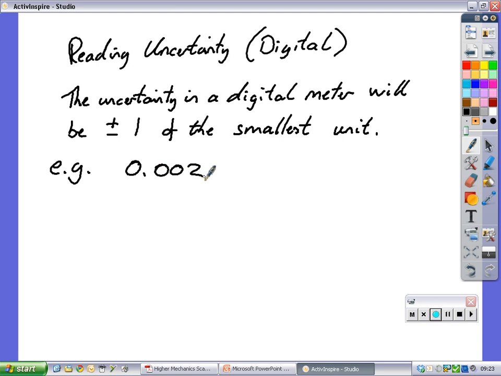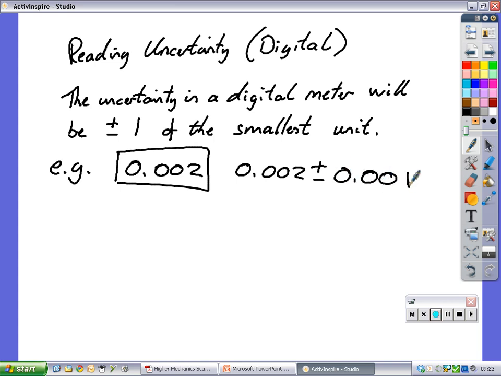For example, if we have a multimeter and it gives you 0.002, and that's a digital multimeter giving you that, and you're reading it off the screen like that, then the answer will be 0.002 plus or minus 0.001. So the reading can be anywhere from 0.001 to 0.003. So that's your uncertainty here. This here is your uncertainty. 0.002 plus or minus 0.001. That is plus or minus 1 of the smallest division. That's plus or minus 1 of the smallest unit.